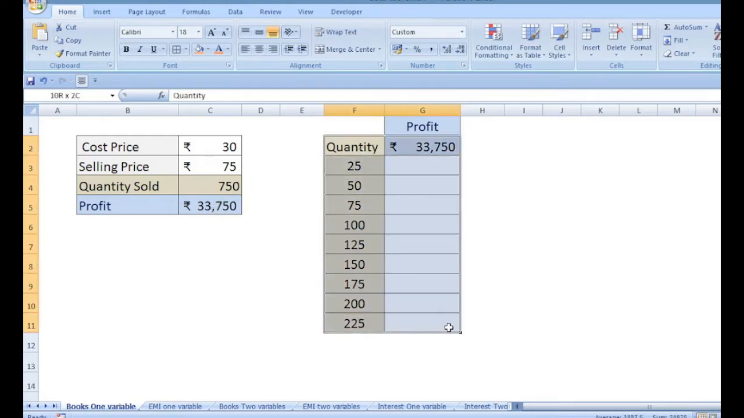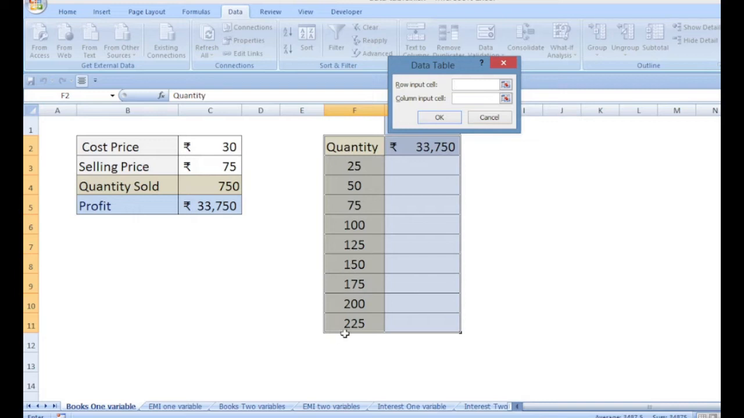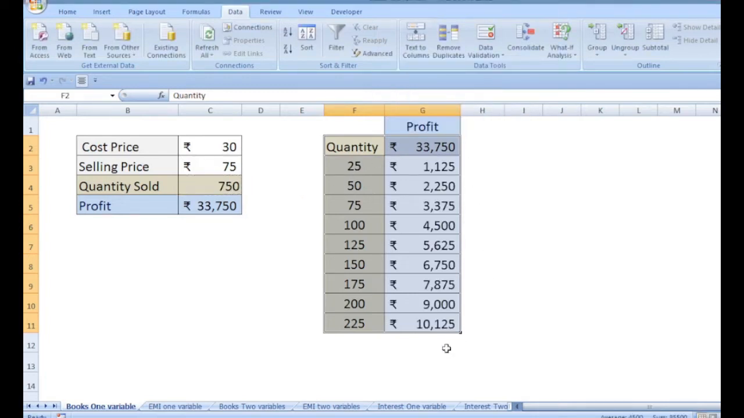Now I just select these two columns and go to Data, What-If Analysis, Data Table. The quantity is given in a column. This column corresponds to the quantity sold. I have to select this column input cell. For the column, what is the input cell? That is quantity sold. Give OK. Now I get profit for all these quantities. Interesting, isn't it? Now we'll go to another example.